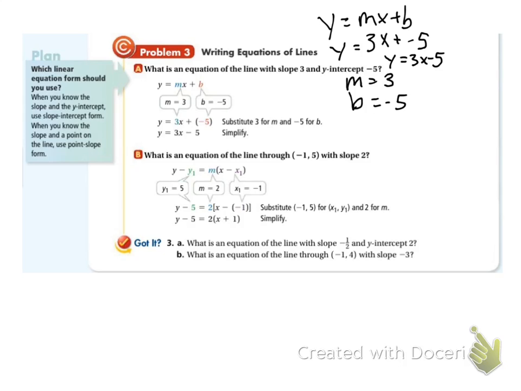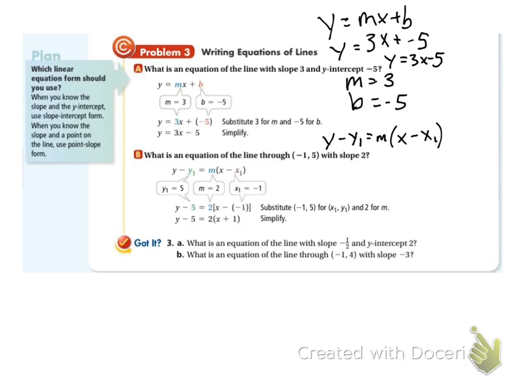Alrighty, I'm given an equation, or they want to know what the equation is, through the point -1, 5, with a slope of 2. So now we're talking about our point slope form.